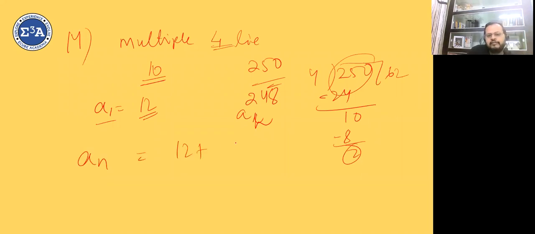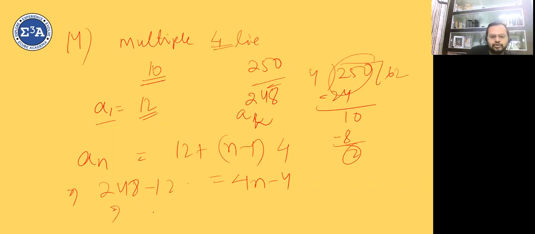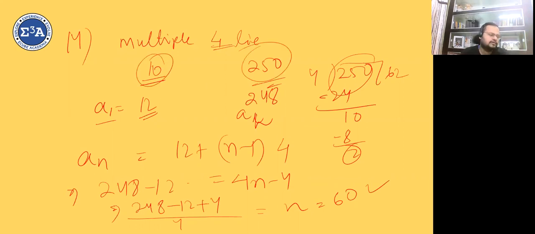12 plus n minus 1 into d, where the common difference is 4. 248 minus 12 is equal to 4n minus 4. Next step, 248 minus 12 plus 4 divided by 4 is equal to n. So this is 248 minus 12 is 236, plus 4 is 240. 240 by 4 is 60. So n is equal to 60. All right. So there are 60 multiples of 4 lying between 10 and 250.